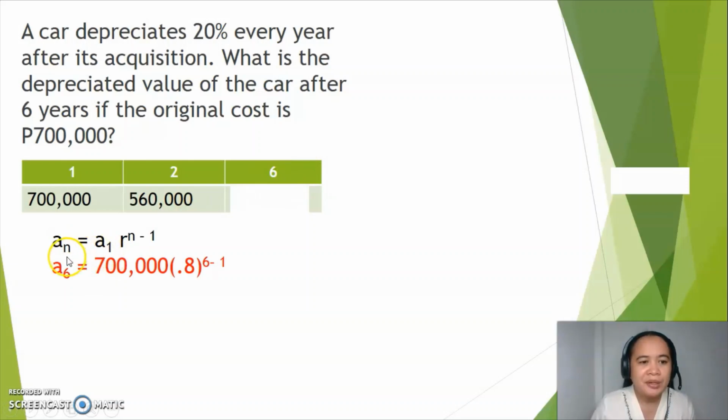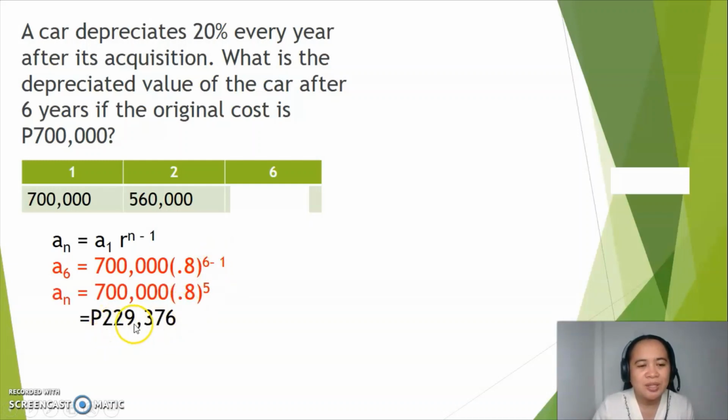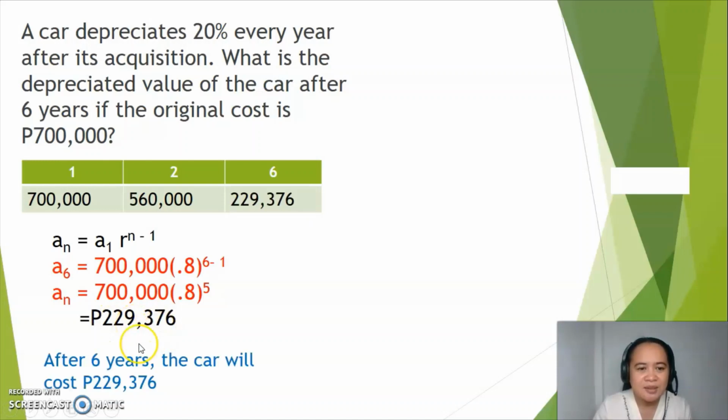So in this case, find the cost of the car on the 6th year. So A of 6. Our first term is 700,000. The ratio here is 0.8 or 80%. So how come it's like this? Because it depreciated. So from 100% less by 20, what is left is 80%. To the power of 6 minus 1. So simplifying this, we will end up with 229,376. So therefore, after 6 years, the car will cost 229,376.